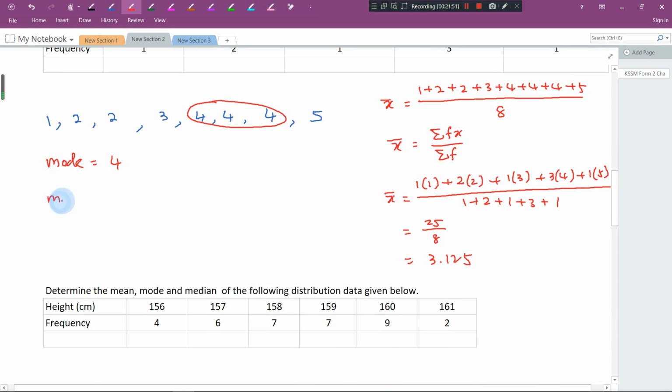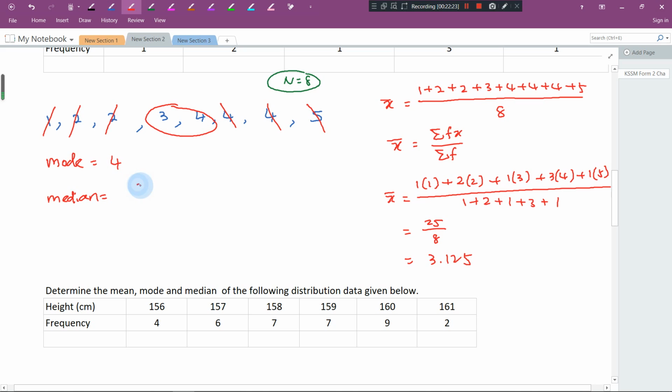Median. Median is a data which is located in the middle, right? So 1, 2, this is 8, number of data 8. So we know this is an even number. There are 2 middle values, right? So let's try this method. Cut left 1, right 1, keep on doing the same thing until we get the middle value. Okay, we have 2 middle values. So how to get the median? We take these 2 plus together, divided by 2, which is equal to 3.5.